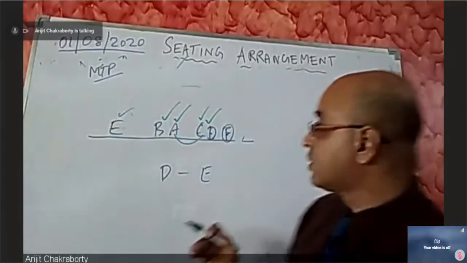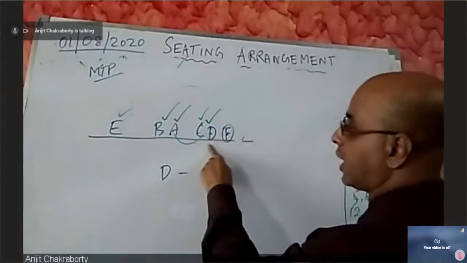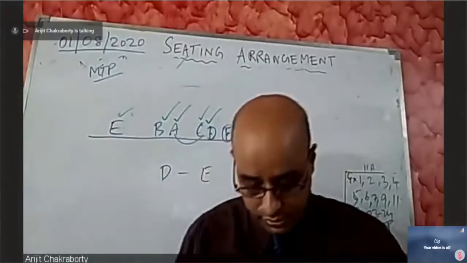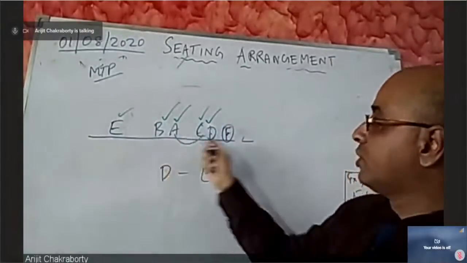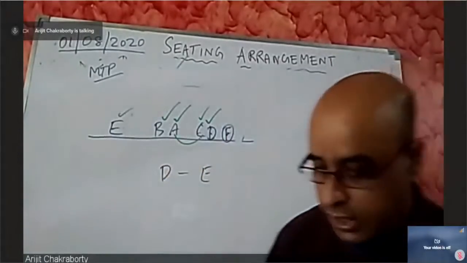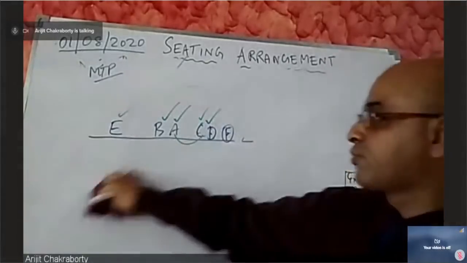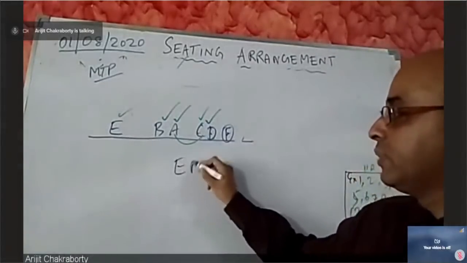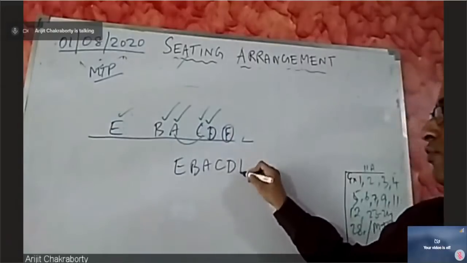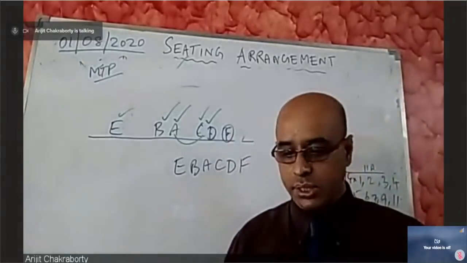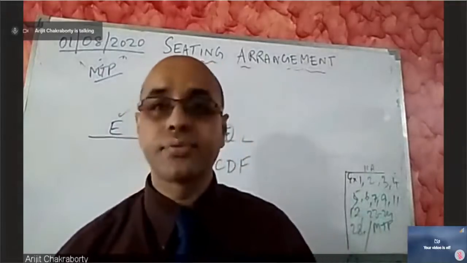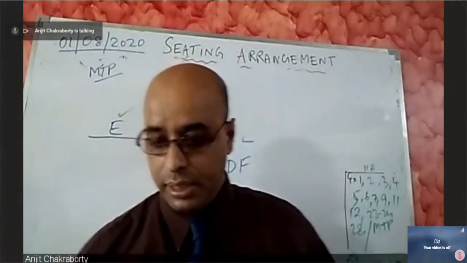F is sitting right of D, also satisfied. So we have got the order, I think 1, 2, 3, 4, 5, 6. So it is E, B, A, C, D, F. Now comes the question. Let's see what questions are there. We have 3 questions on this case study.